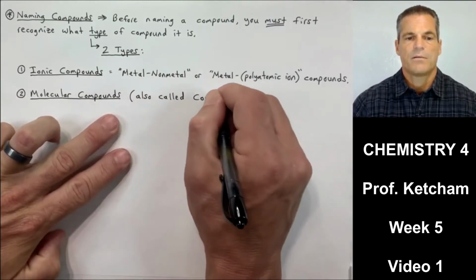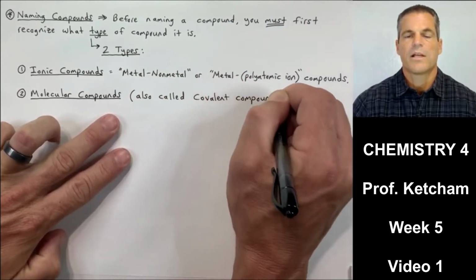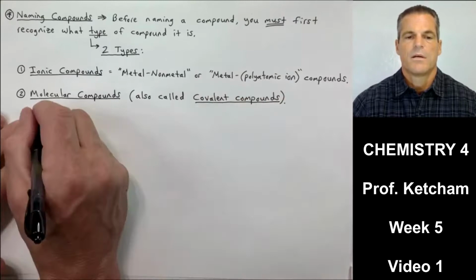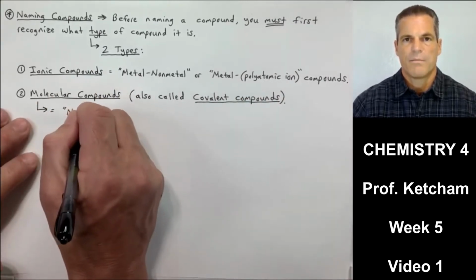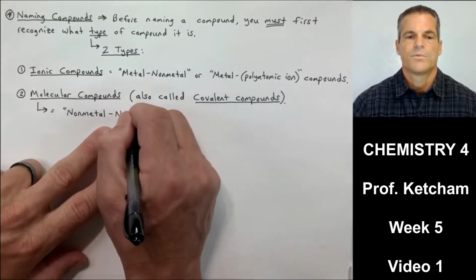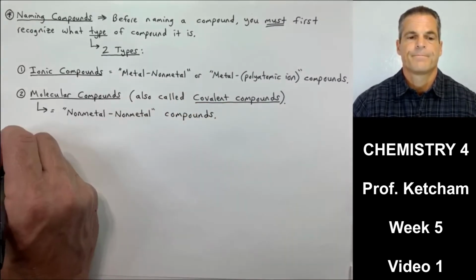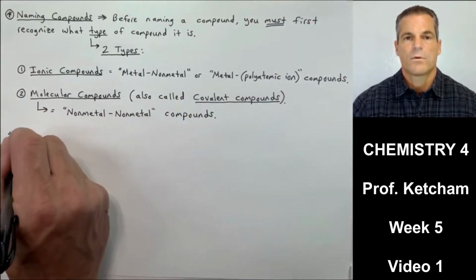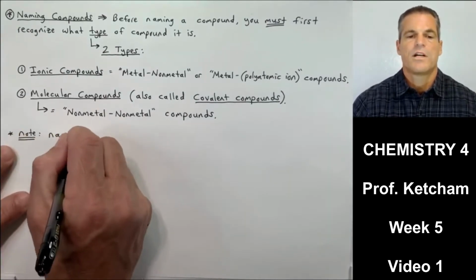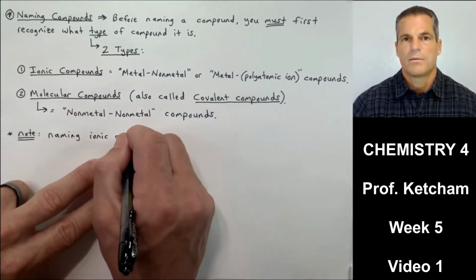Second type of compound is molecular compounds, commonly called covalent compounds. So we have ionic compounds and we have covalent compounds. Okay? Molecular compounds or covalent compounds are generally nonmetal compounds.